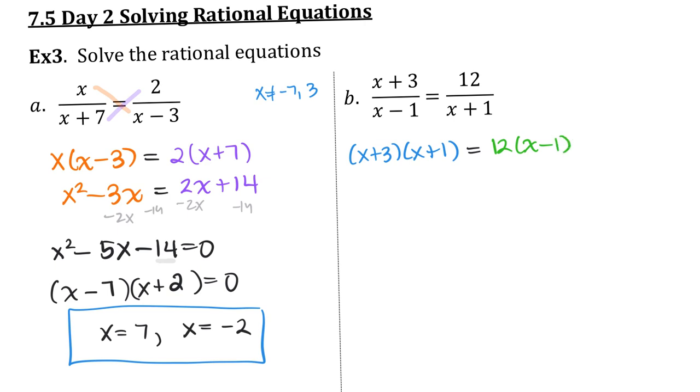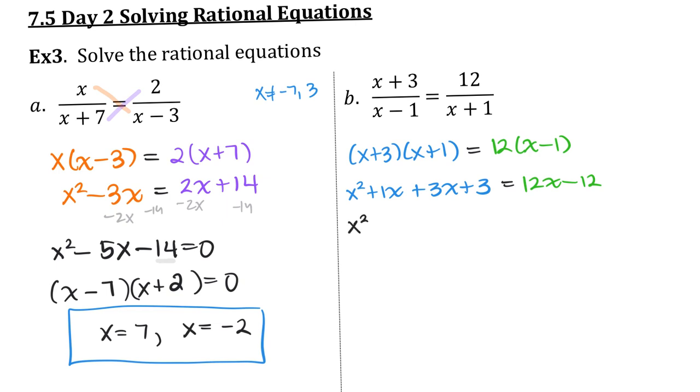Okay, and then I'm going to distribute x plus 3 times x plus 1, or you can do the box on the side, so I have x squared plus 1x, and then plus 3x plus 3 equals 12x minus 12. And then because it's quadratic, I'm going to try to move everything to one side. Since the x squared's on the left, I'm going to try to keep everything on the left.